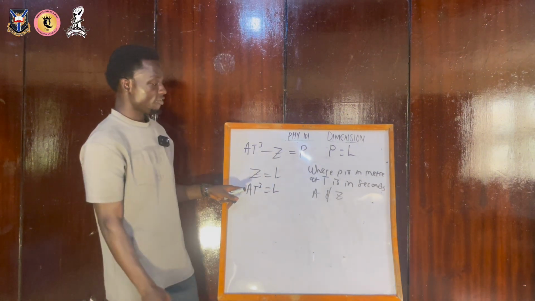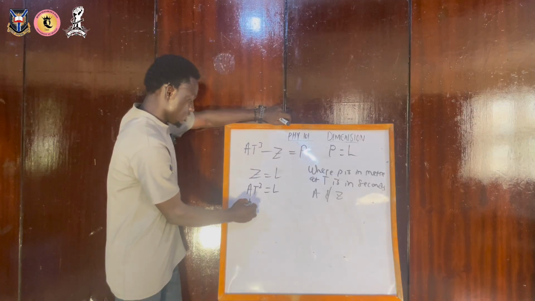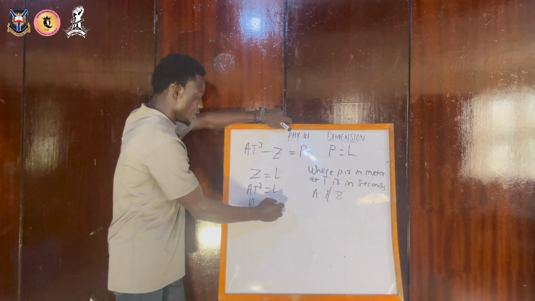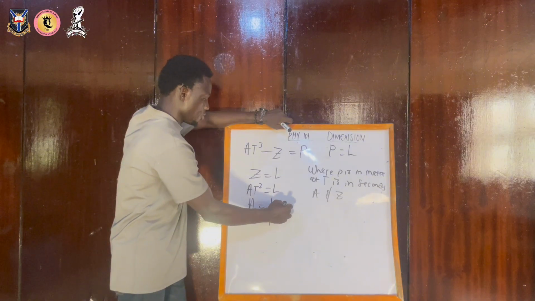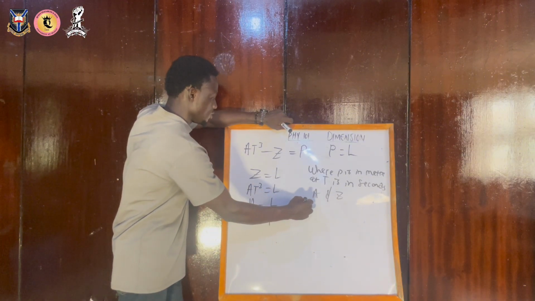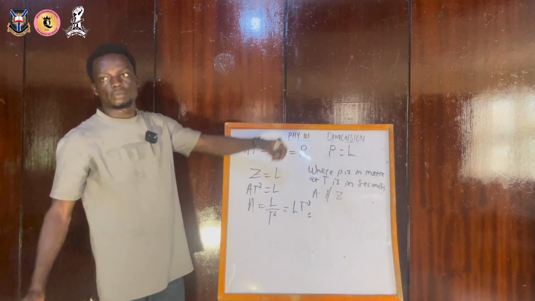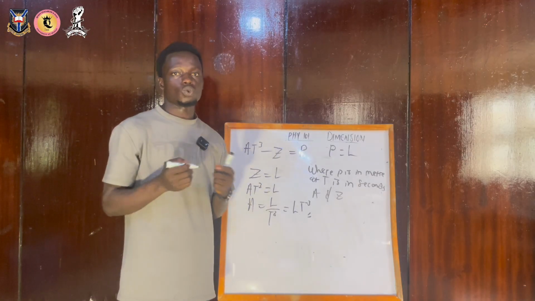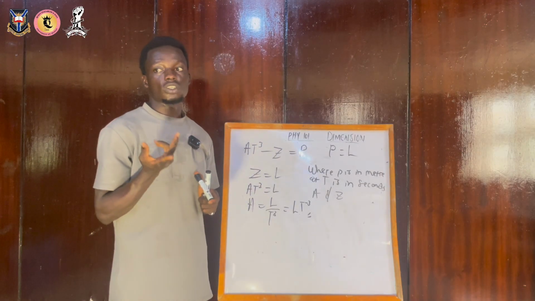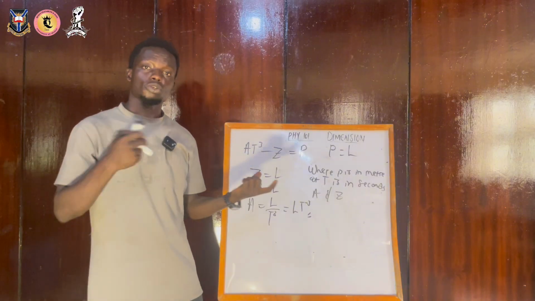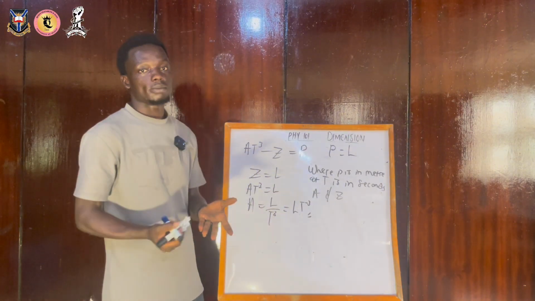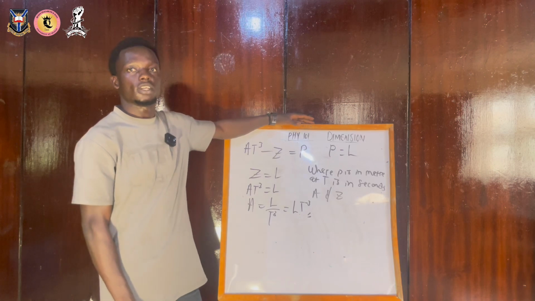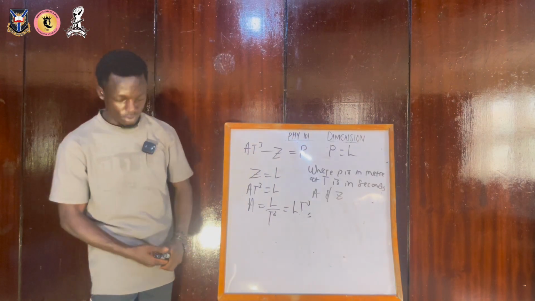Now finding the dimension of a, since our t is time, in seconds, that means a gives us L over T cube, and that's LT raised to power minus 3. Just get the basic idea. For you to be able to add two quantities together, the two quantities must have the same dimension. For you to subtract a quantity from another, they must have the same dimension. And for them to be equal to a particular quantity, they also have the same dimension. So that's that for that.